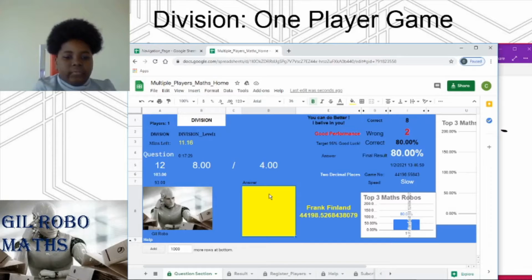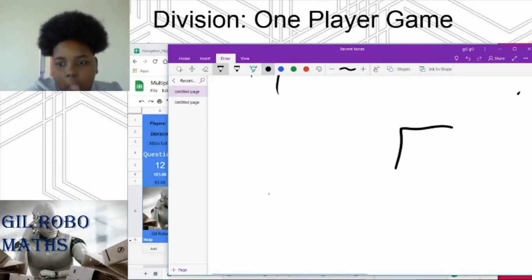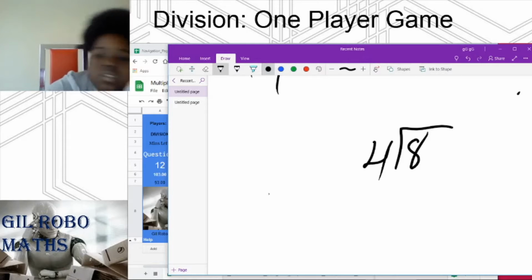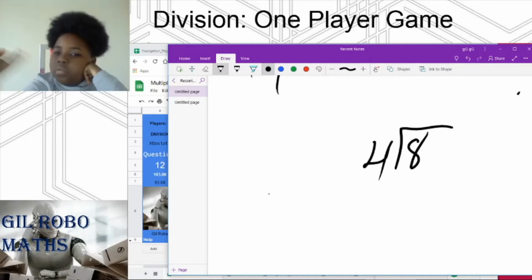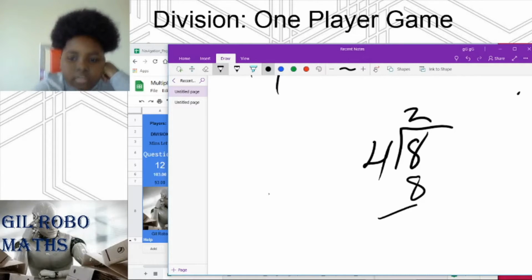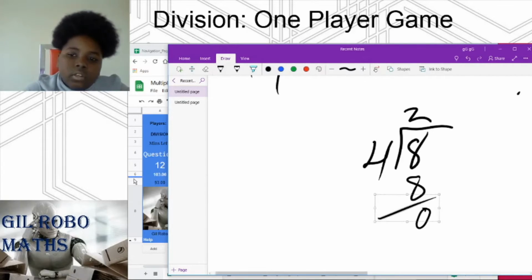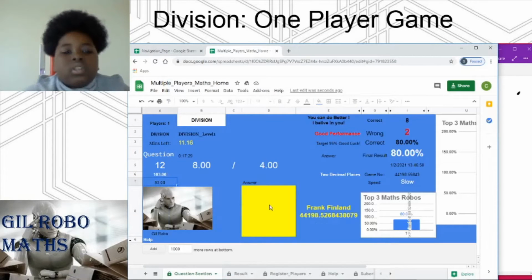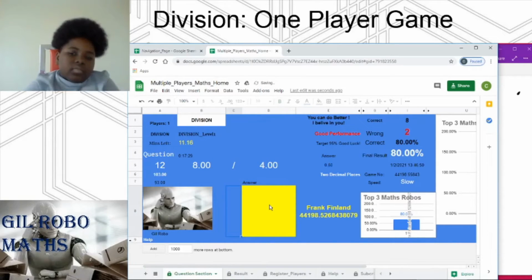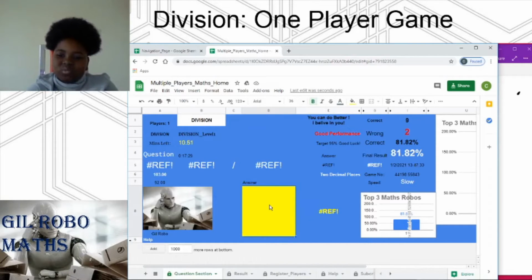Eight divided by 4. So let's calculate. 8 divided by 4. 4 in 8. 4 times 1 is 4. 4 times 2 is 8. Our answer is 2. 4 times 2 is 8. End of our question. Alright. So our answer for this question is just 2. Let's see if we get it right. And we got it right.